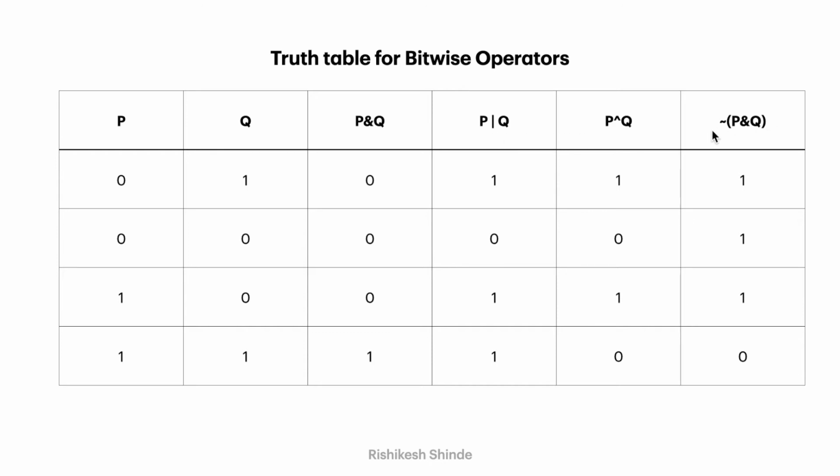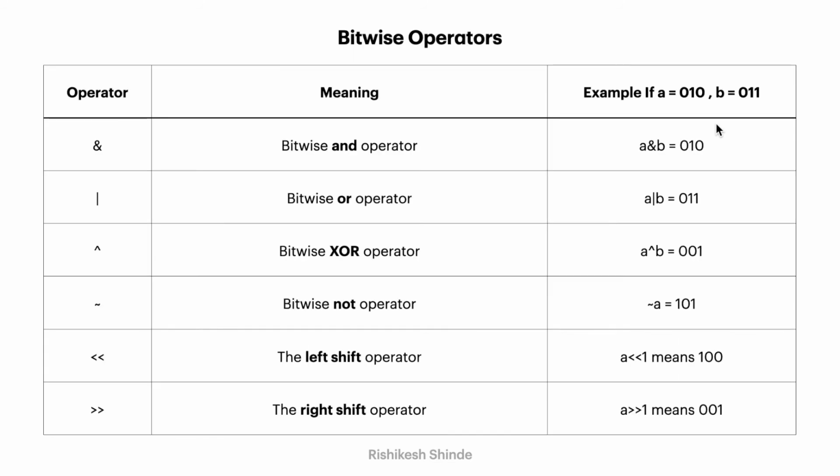Now there is another operator, the bitwise NOT operator. Here you can see this NOT operator. Look at this example. We have a value of A as 0, 1 and 0. But when we use the NOT operator, we get the value 1, 0, 1. That means every bit value is changed from 0 to 1 and 1 to 0.